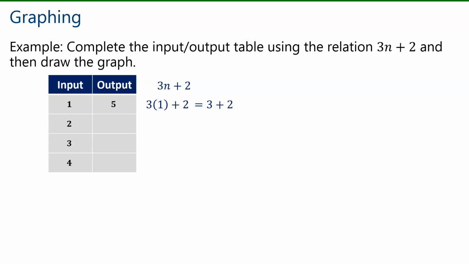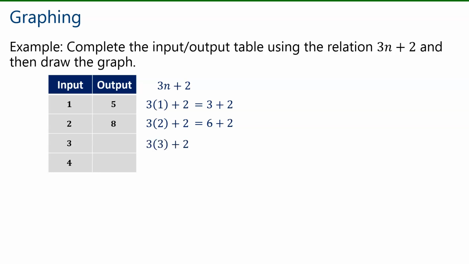Now we have filled out input-output tables in previous videos and evaluating expressions as well. So if you need extra explanation, you can go back through some previous videos. So now let's replace n with 2. 3 times 2 is 6, and adding 2 to that gives us 8.